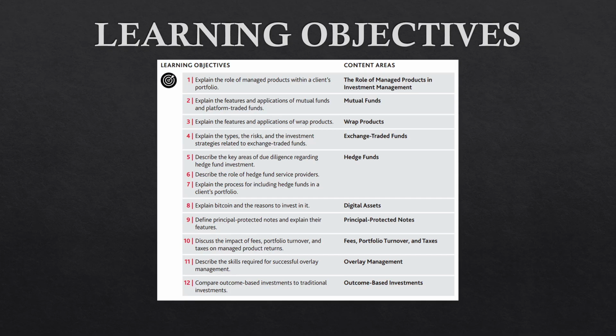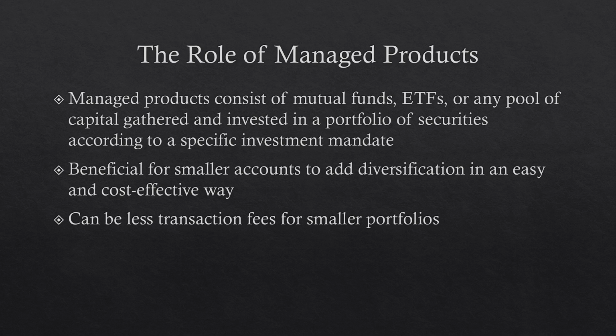So there are quite a few learning objectives, but we will be talking about the role of managed products in investment management, mutual funds and wrap products, as well as ETFs, hedge funds, digital assets, principal protected notes, fees, portfolio turnover and taxes, overlay management, and outcome-based investments. So to start, the role of managed products.